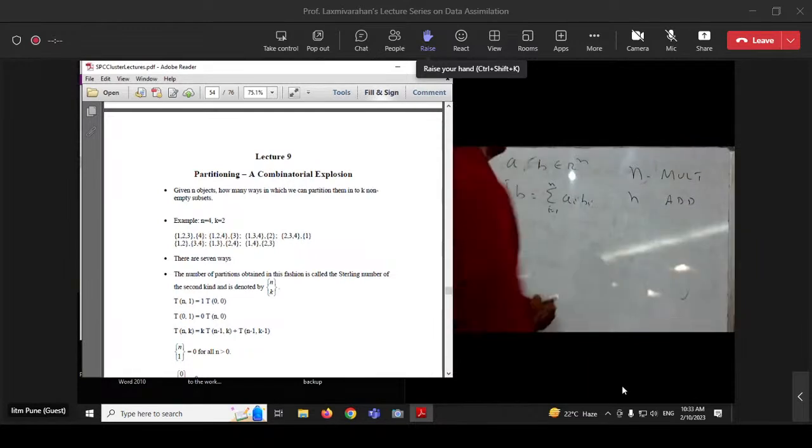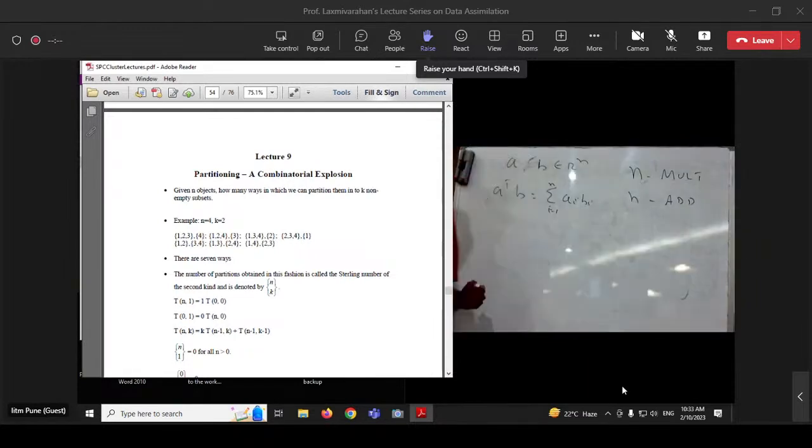Therefore, the inner products can be computed in time equal to 2n. Everybody? 2n is a linear function. Therefore, the complexity of inner product is a linear function in the size of the problem. How many of you know? Yes.